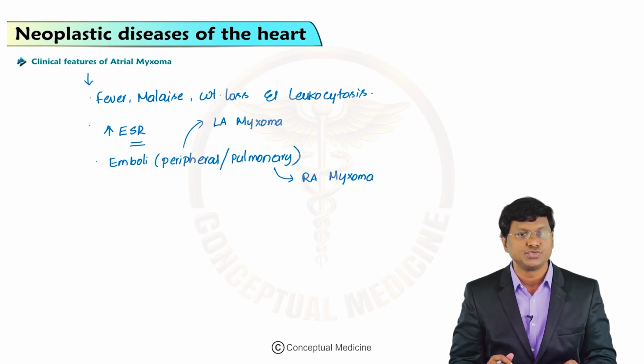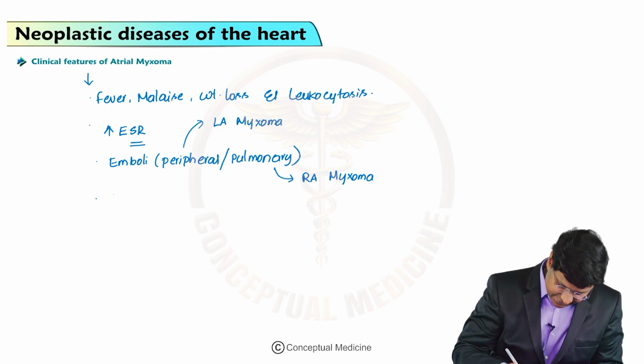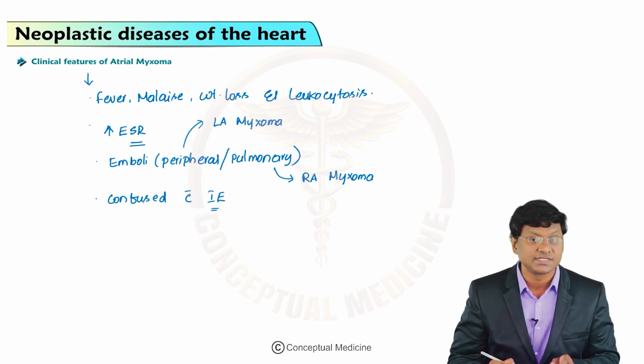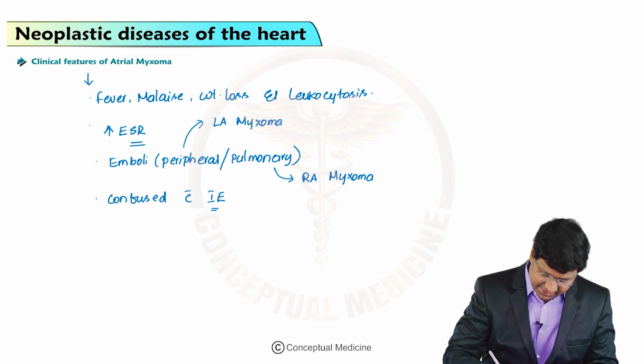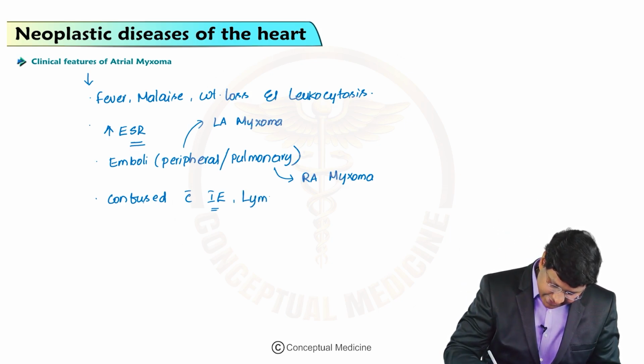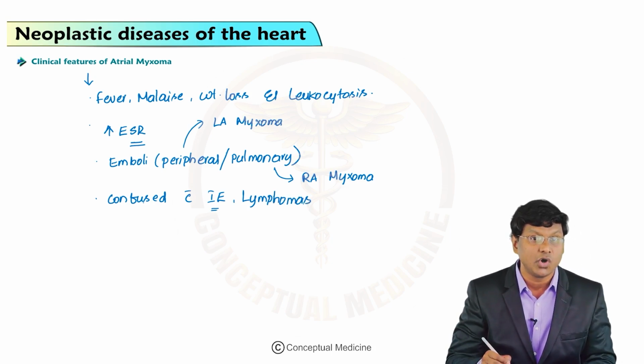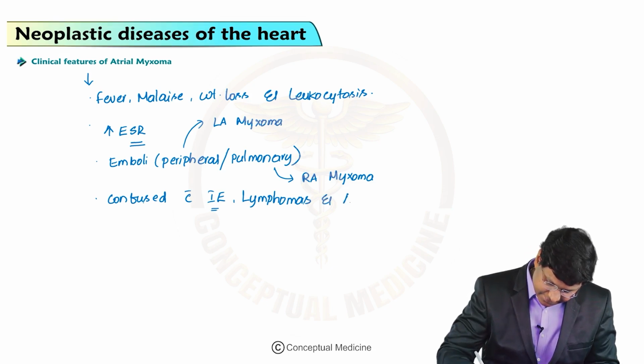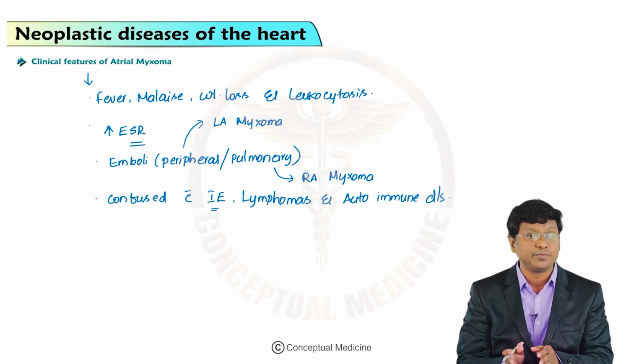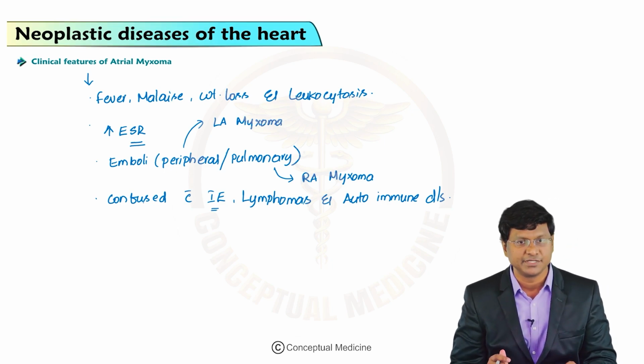This atrial myxoma is sometimes confused with infective endocarditis, lymphomas, and autoimmune diseases. So these would be the differentials for atrial myxoma.